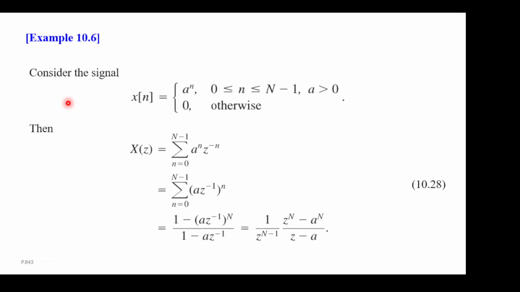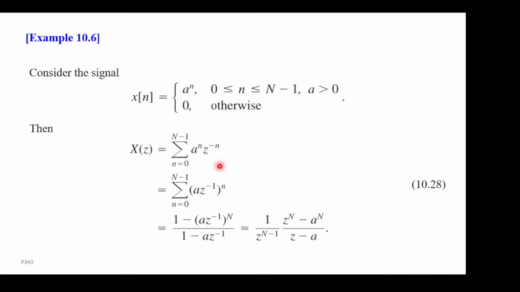So first we have a finite duration signal. x[n] is a to the n just like usual, but it's stopping at some finite duration, so n from 0 to N minus 1, for a bigger than 0. I think it really doesn't matter, but it makes things a little simpler. Anyway, big X(z), we plug in the formula, so the summation from 0 to N minus 1 of a^n z^(-n). The 0 to N minus 1 is just this range.